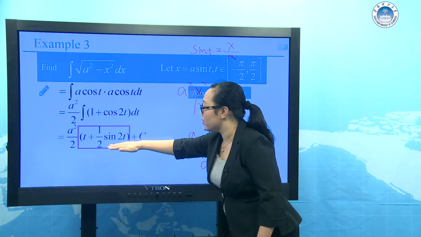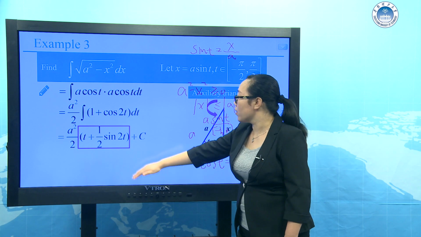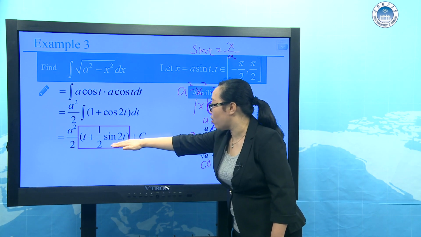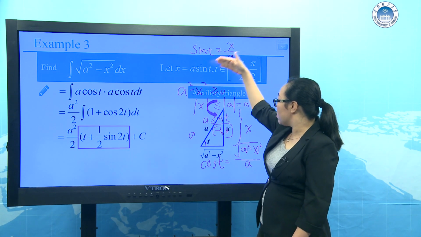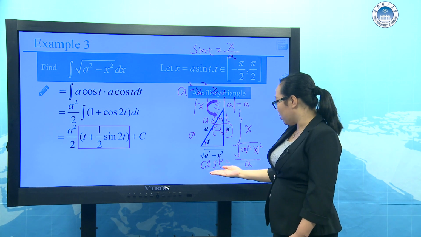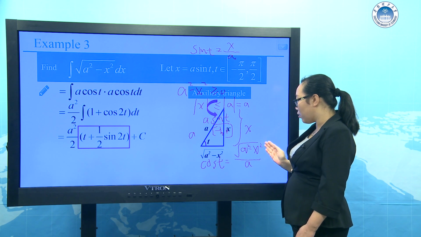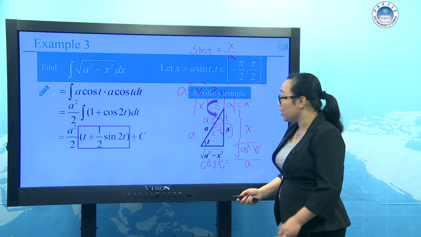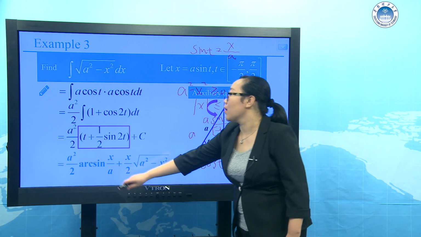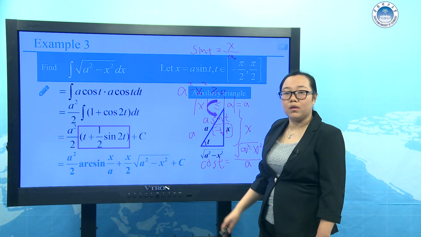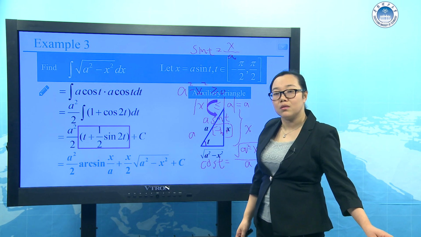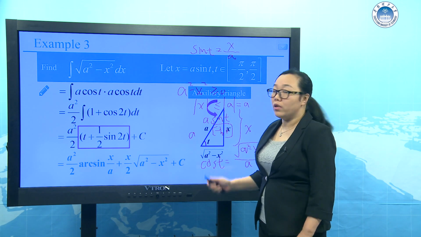How about sine double t? It equals double sine t cosine t. Sine t equals x over a. Cosine t equals the square root of a squared minus x squared over a. So we can get the corresponding last value. Try to use the information from the triangle.